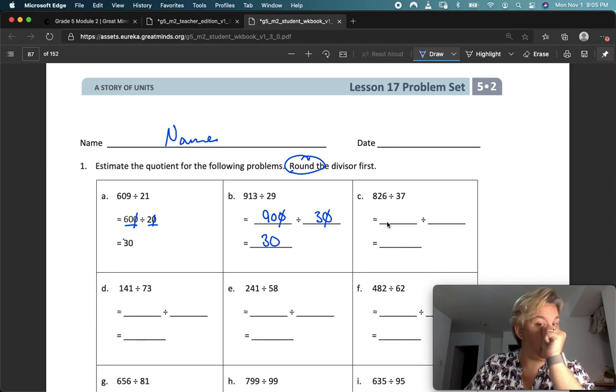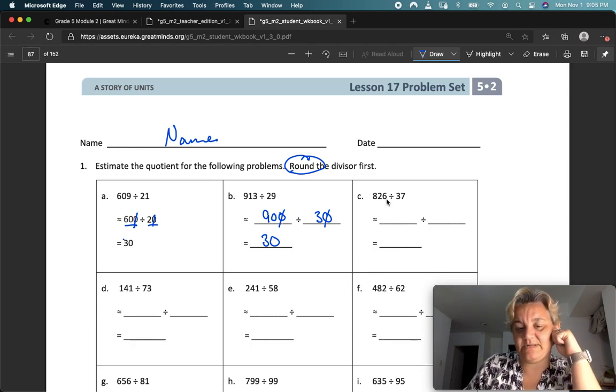Okay. Next one, 826 divided by 37. So let's take that down to 800. And this up to 40. Okay, I'm going to take this one and this one out. And then 80 divided by 4. Well, 4 goes into 8 2 times, and then bring down that 0.